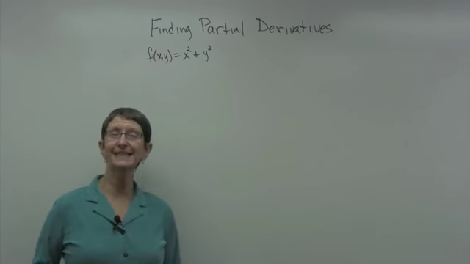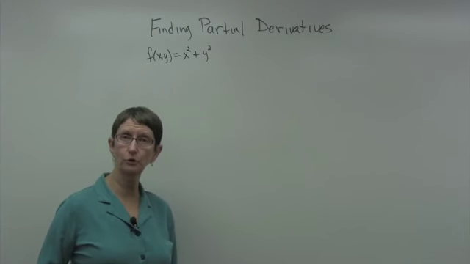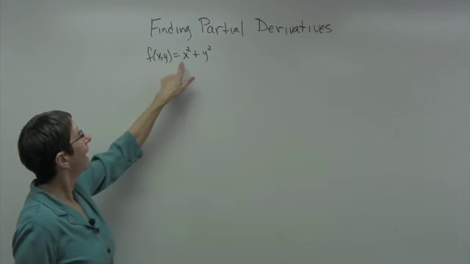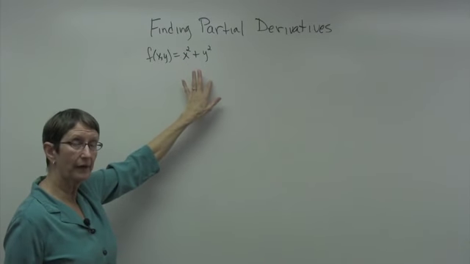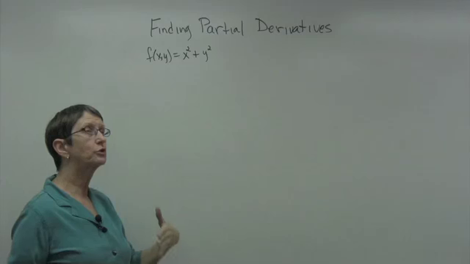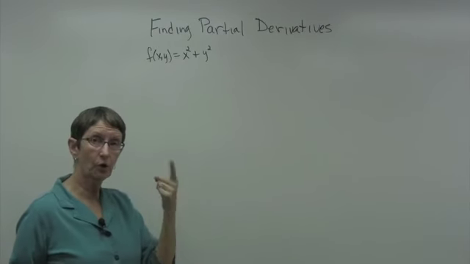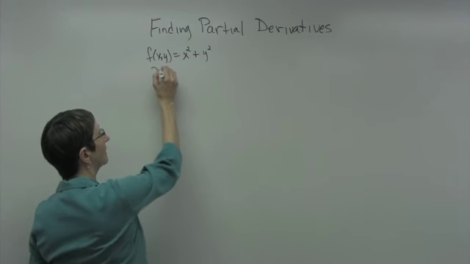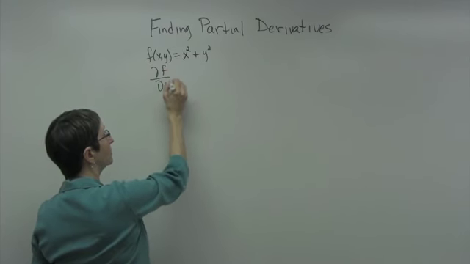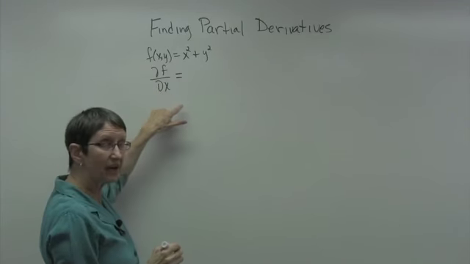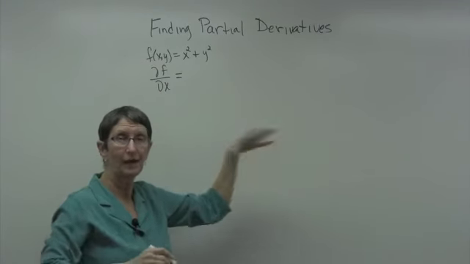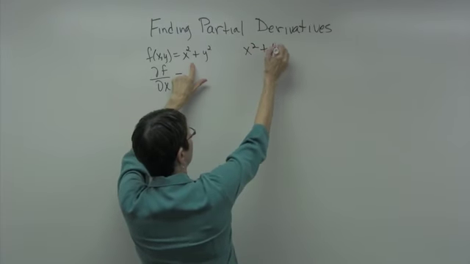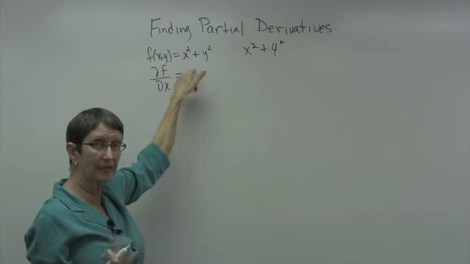In this section, we finally get to actually find some partial derivatives. So we have a function, f of x y, equals x squared plus y squared. In order to find a partial derivative, there's only one variable. So if I want to find the partial of f with respect to x, x is the variable. X changes. Y is a constant. This is like saying x squared plus 4 squared. The y is a constant.